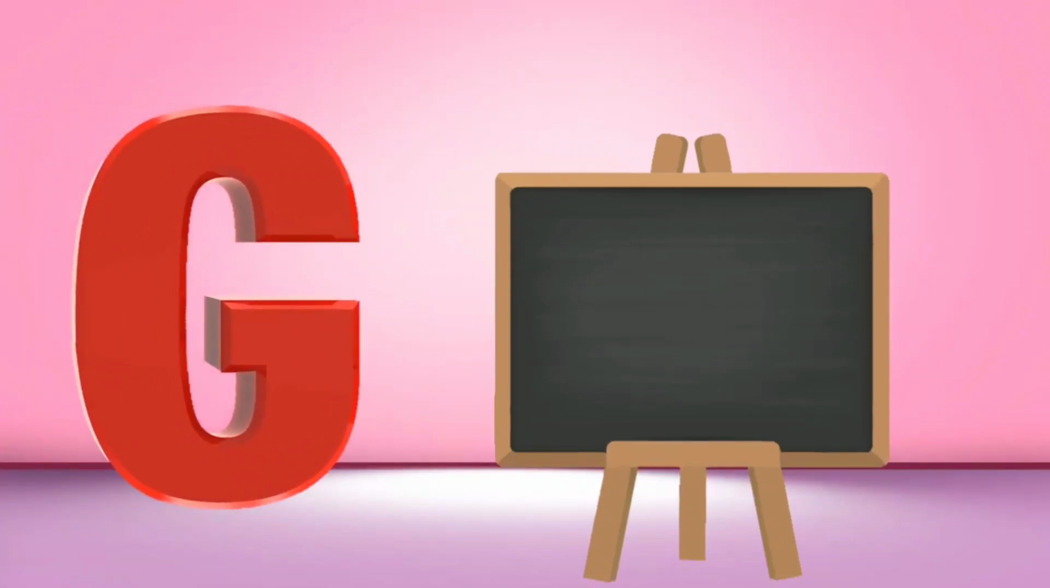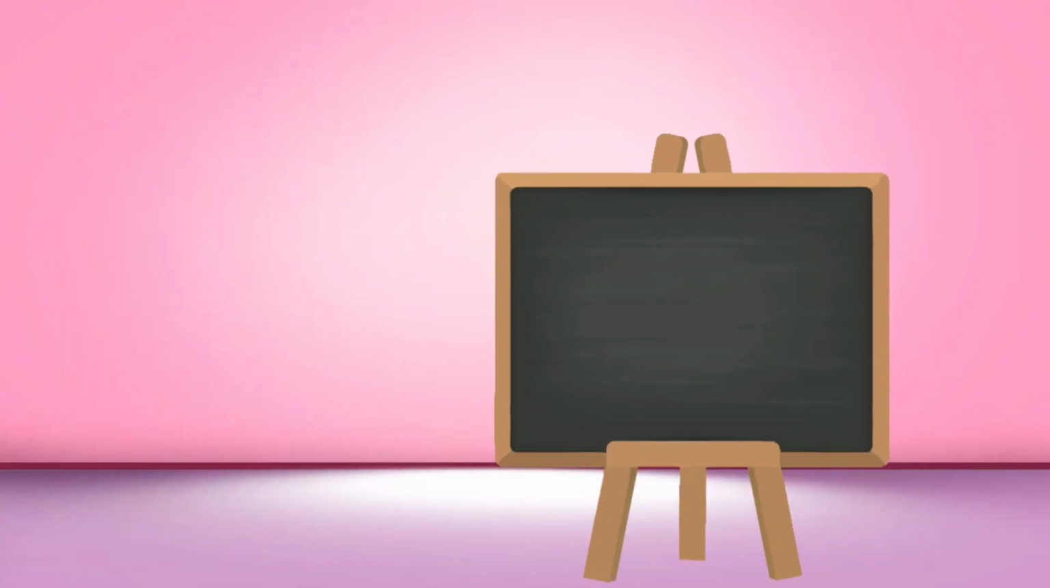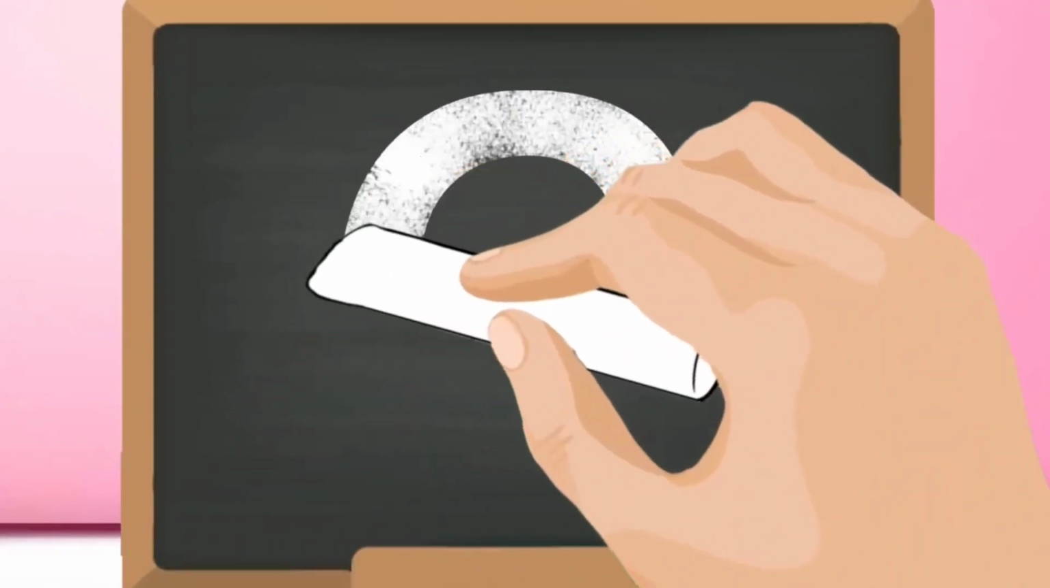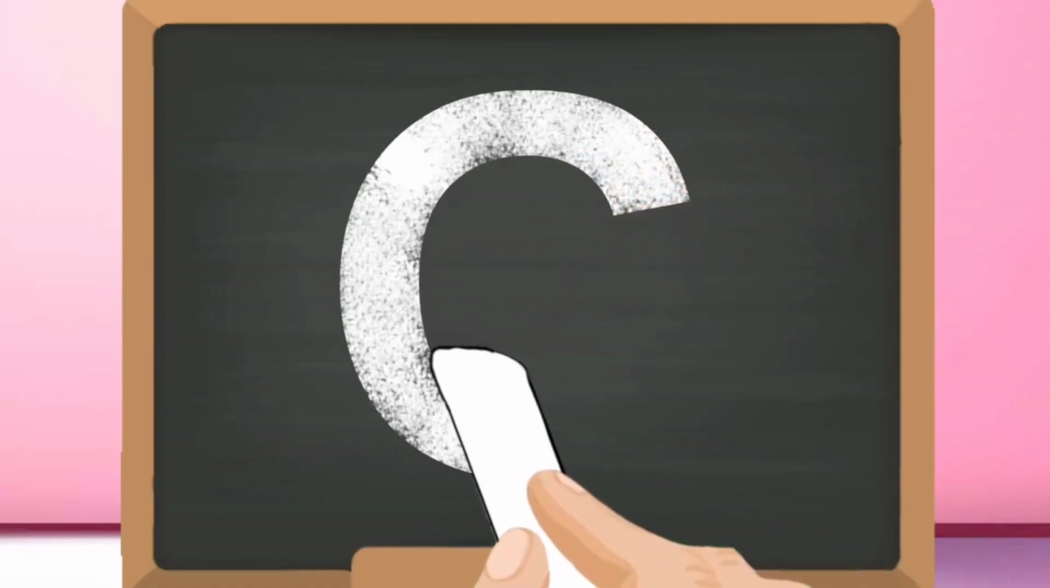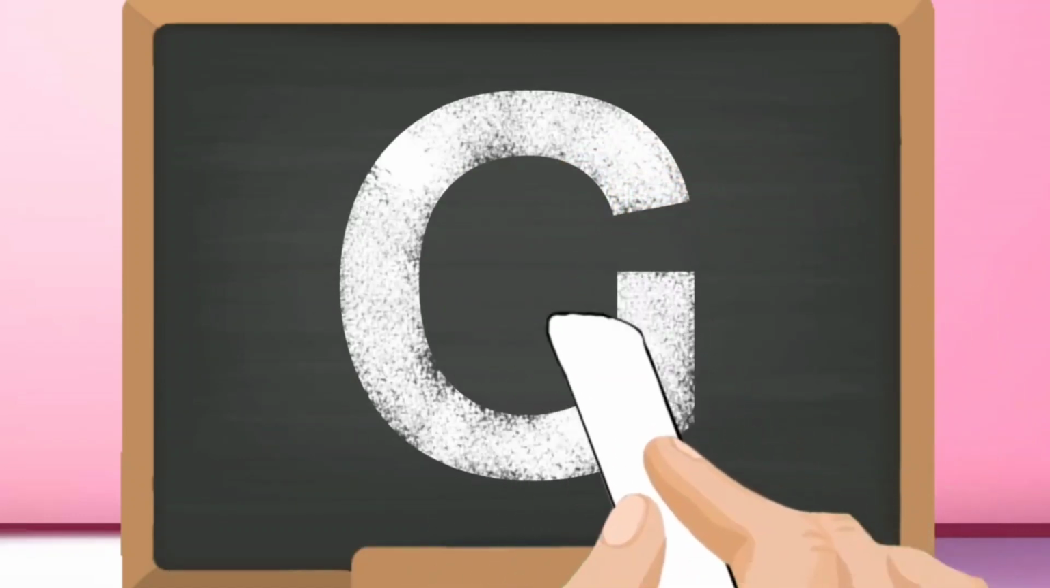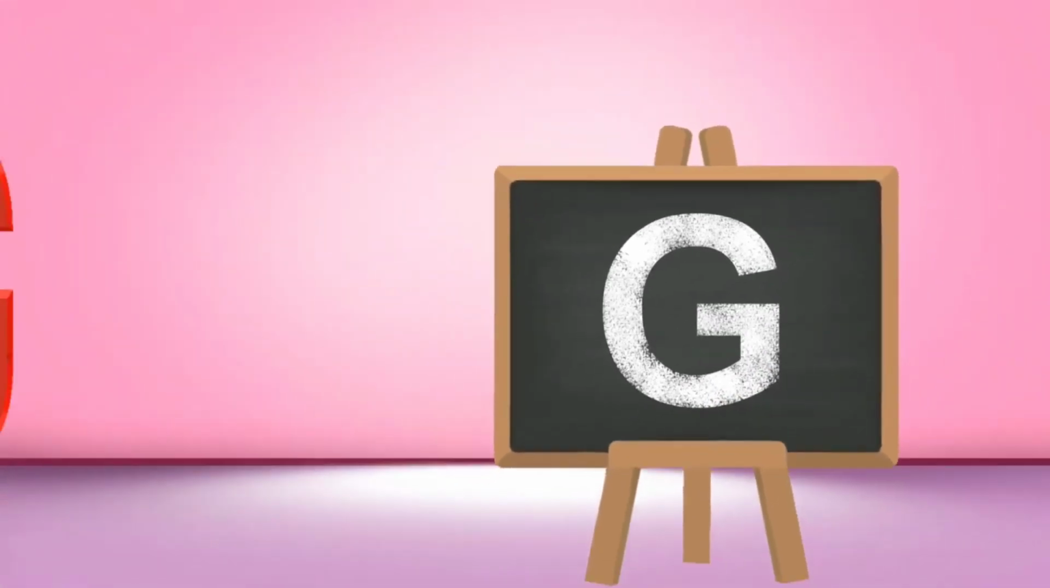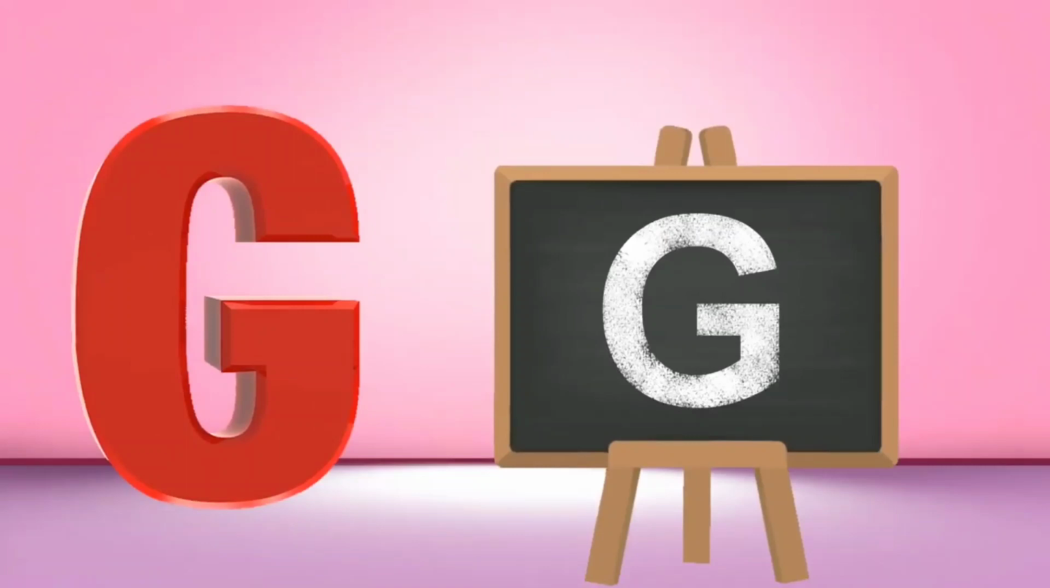G. Capital G. Start below the top and draw a curve touching the bottom, and go on till the middle. Top it with a sleeping line, then draw a standing line from the middle. Capital G.